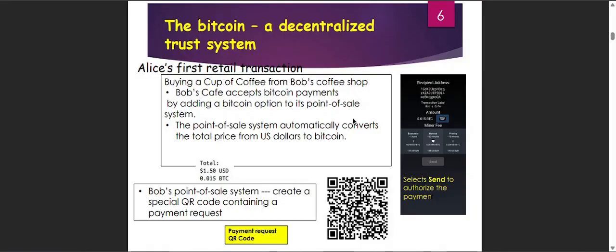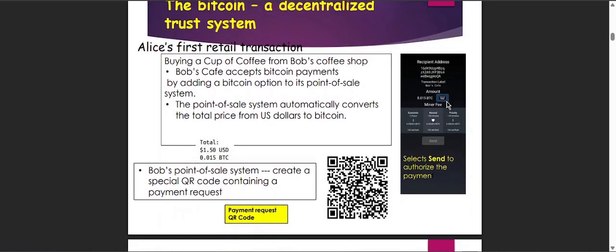Okay, then the point of sale system automatically converts the total price from US dollars to a Bitcoin transaction. As you can see here, the total transaction amount is 1.50 USD, which is converted into 0.15 Bitcoin. Here the transaction is sent, and it has a recipient address, the transaction label and the amount, and the miner fee is mentioned here, and the feedback is there.